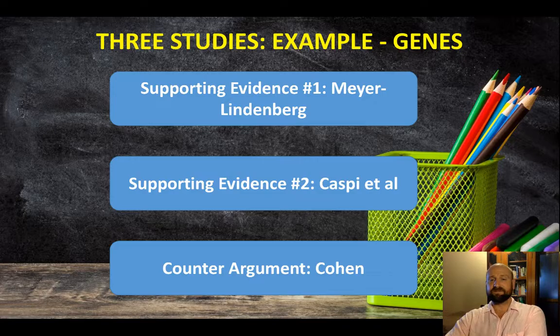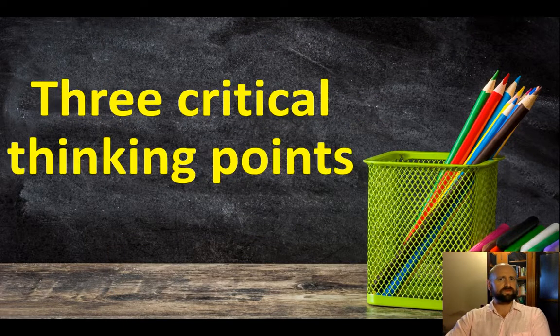And then maybe for my counter-argument, I'd include Cohen's research, and I'd go into detailed description about that, with the culture of honor and testosterone levels comparing northern and southern participants in the US. So here, if I was talking about genes and violence, there'd be 3 studies that I could describe in detail and use. So that's the second rule of threes. First one, 3 parts to the essay. Second rule, 3 studies.